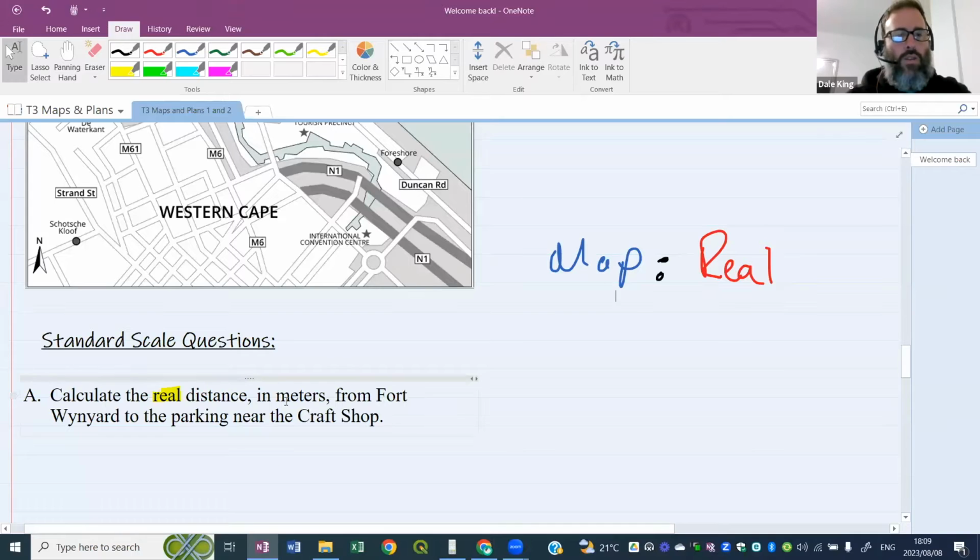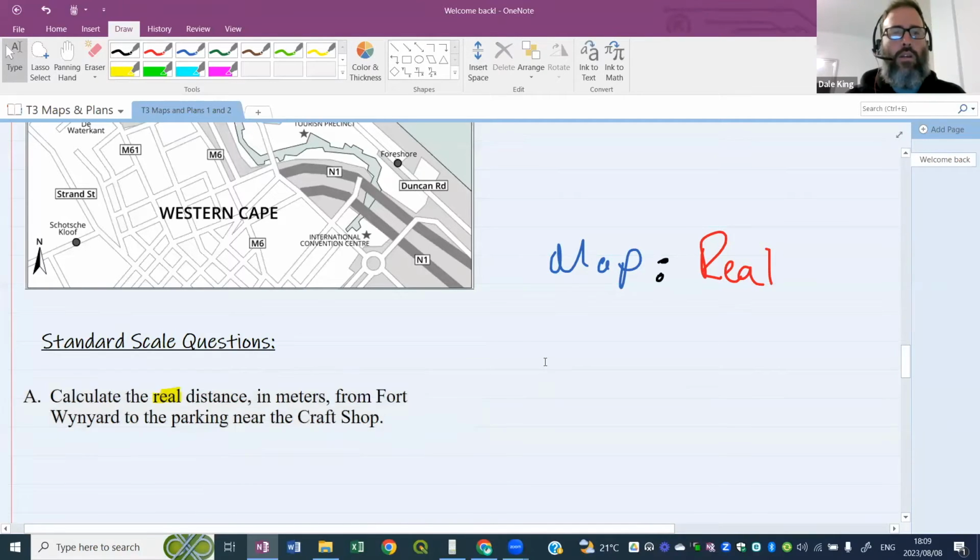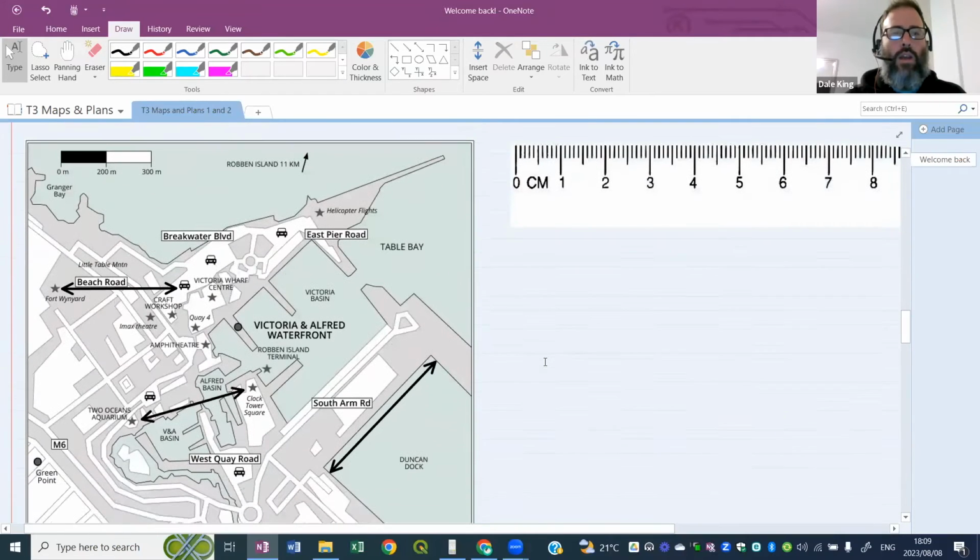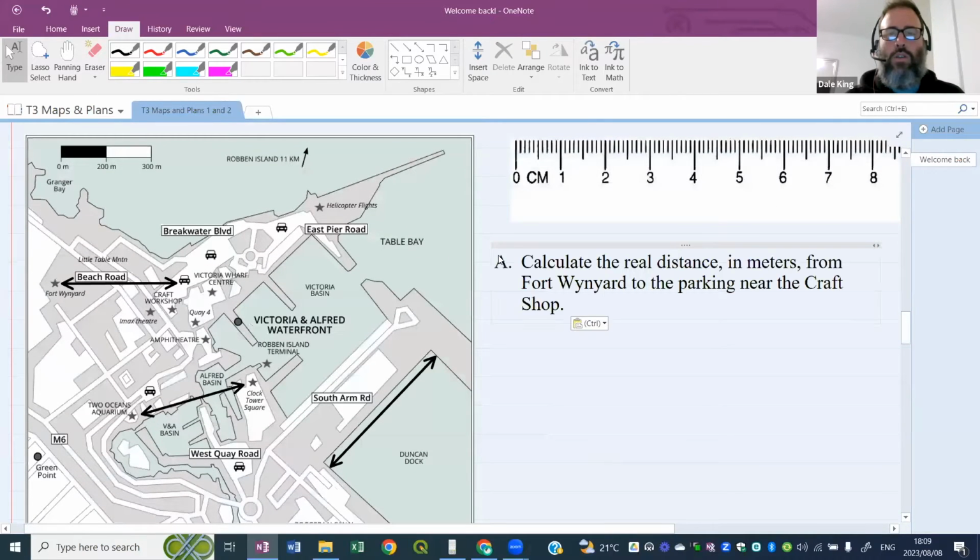Okay, so what I'm going to do now is copy this question and bring it up here so you can see the map and also try the question. It says calculate the real distance in meters from Fort Wynyard to the parking near the craft shop. Now without a ruler, you guys might struggle with this. By the way, I don't know if you can see a mistake on this map.